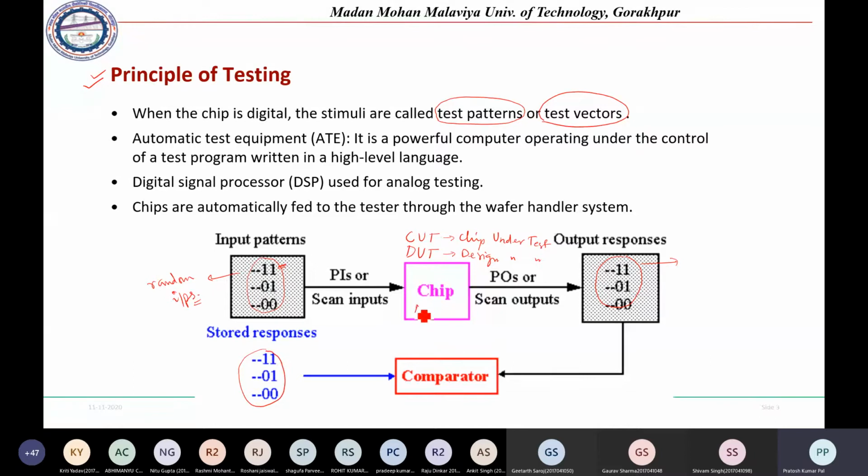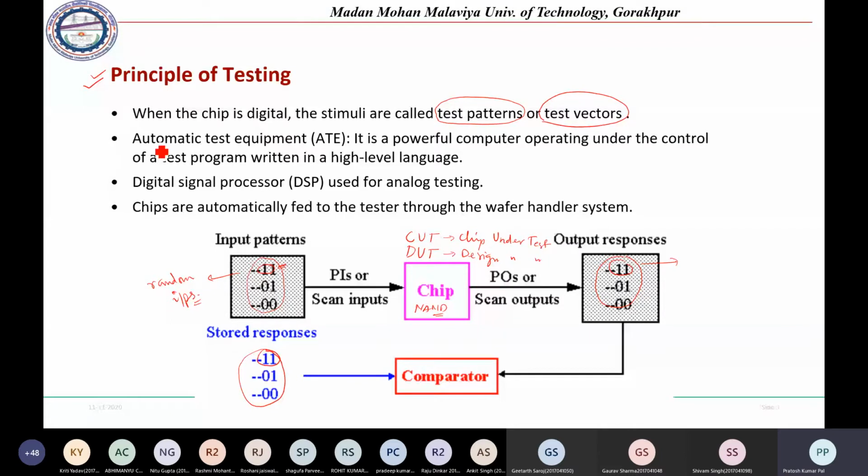Because we already know whether it is a NAND gate, we already have its truth table. So with respect to that truth table, we will have a recorded or already known output response with respect to a particular specific input. So if this is the input, with respect to that, this type of testing is basically done by automatic test equipment.